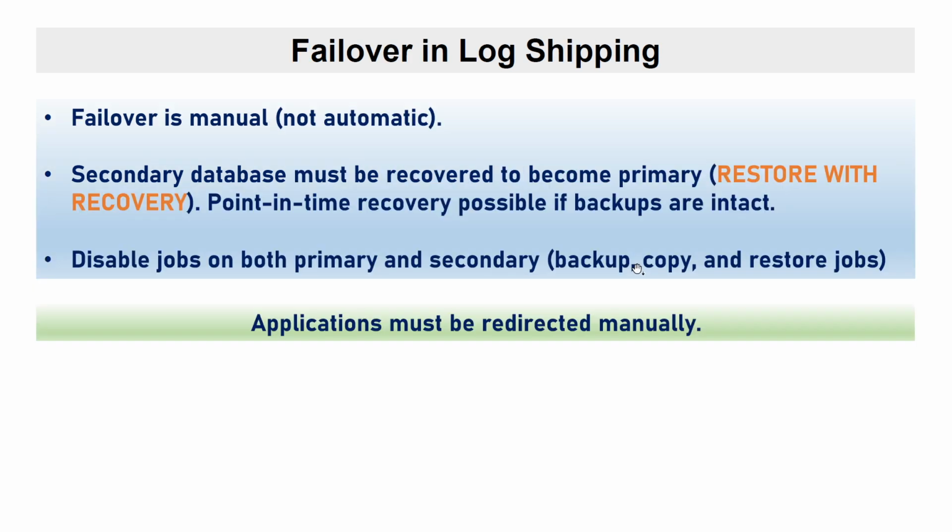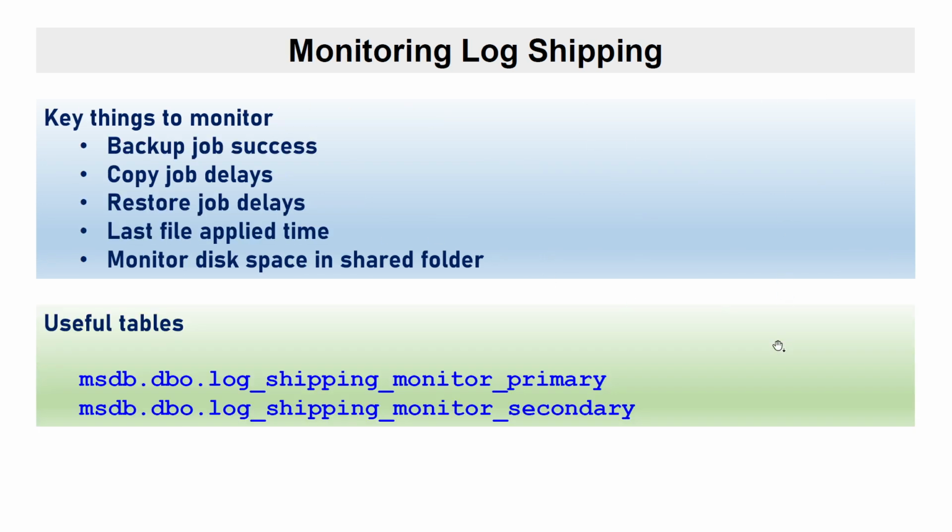Failover in log shipping. Failover is manual, not automatic. Secondary database must be recovered to become primary. You will use the restore with recovery option. Point in time recovery is possible if all the backups from primary are intact. And when you do the failover, make sure to disable jobs on both primary and secondary, the backup, copy, and restore jobs. Now, one point is that the instance name will change, so the applications must be redirected manually when you do the failover.